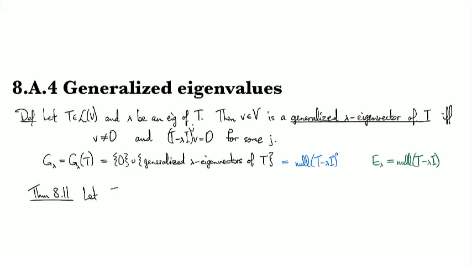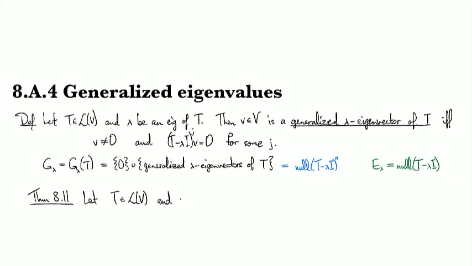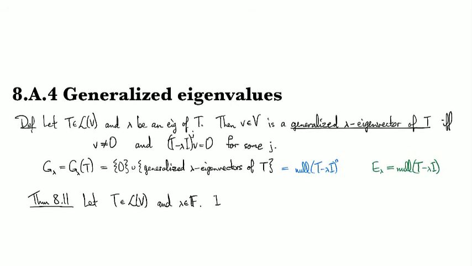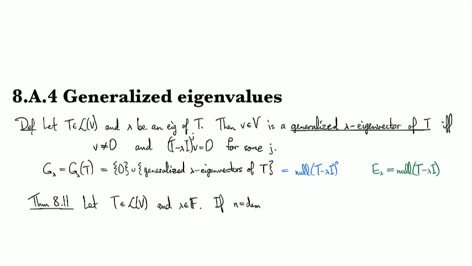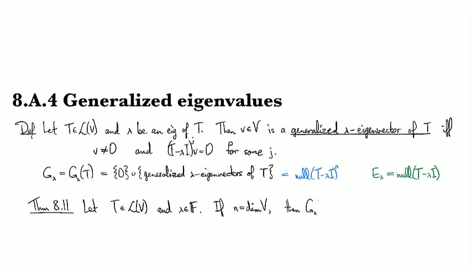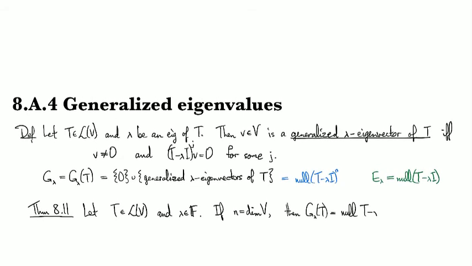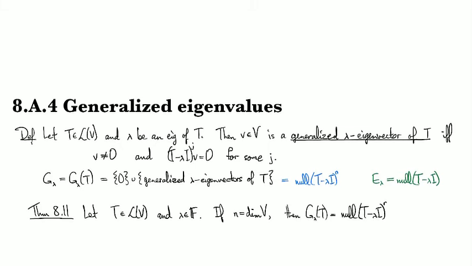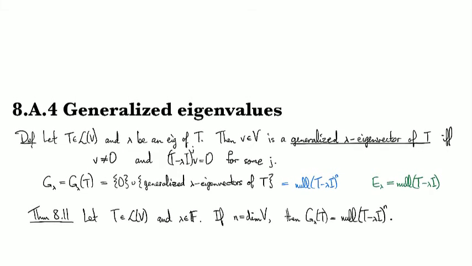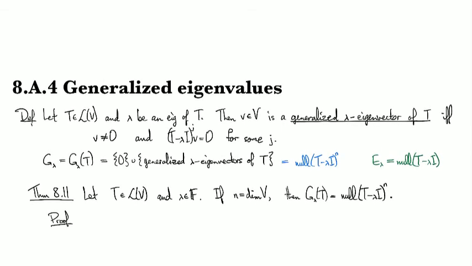So, let T be an operator and lambda be a scalar. If n is the dimension of our vector space, then G lambda of T is the null space of (T minus lambda I)^n. So in some sense it's saying j equals n is enough, it will always get you as far as you can go in the definition.